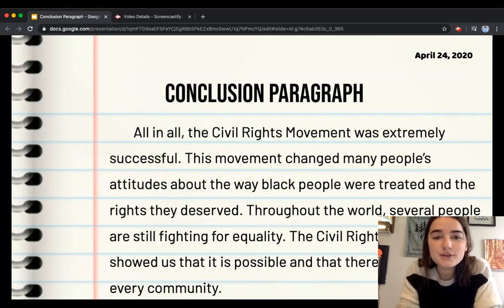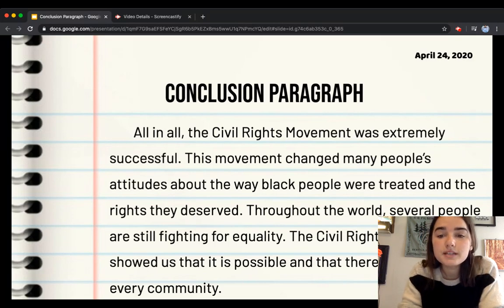Using all 3 of those things, here is an example of a good, solid conclusion paragraph for the civil rights movement. All in all, that's another transition phrase that I like to use. All in all, the civil rights movement was extremely successful. This movement changed many people's attitudes about the way Black people were treated and the rights they deserved. Throughout the world, several people are still fighting for equality. The civil rights movement showed us that it is possible and that there is strength in every community.